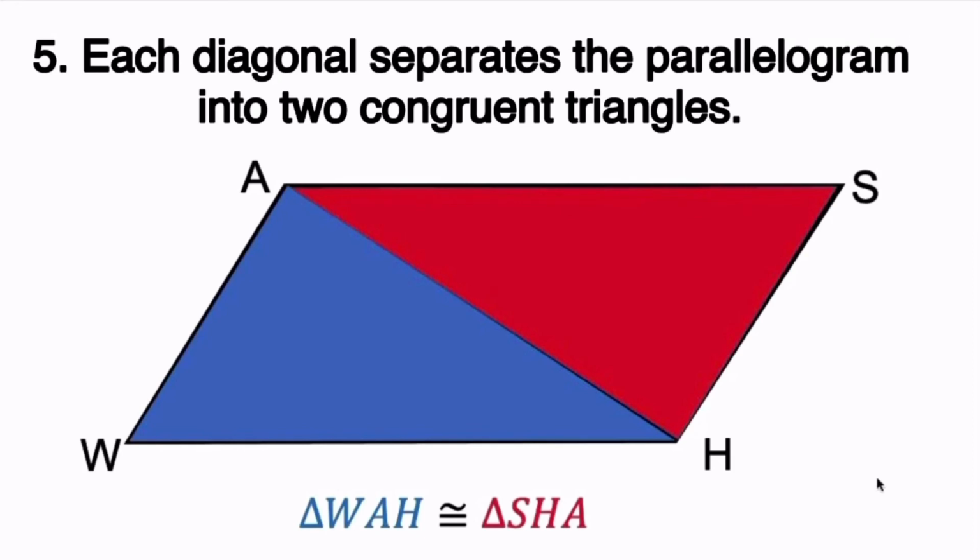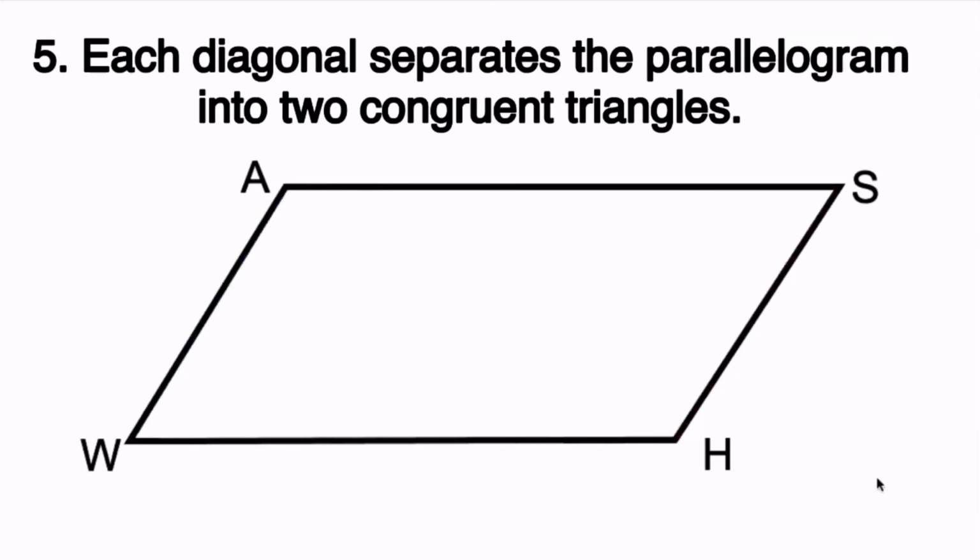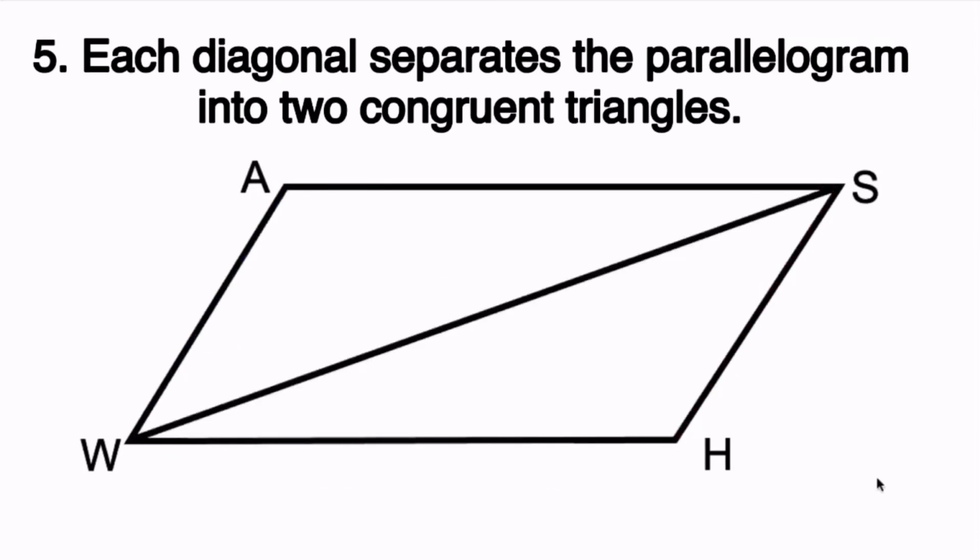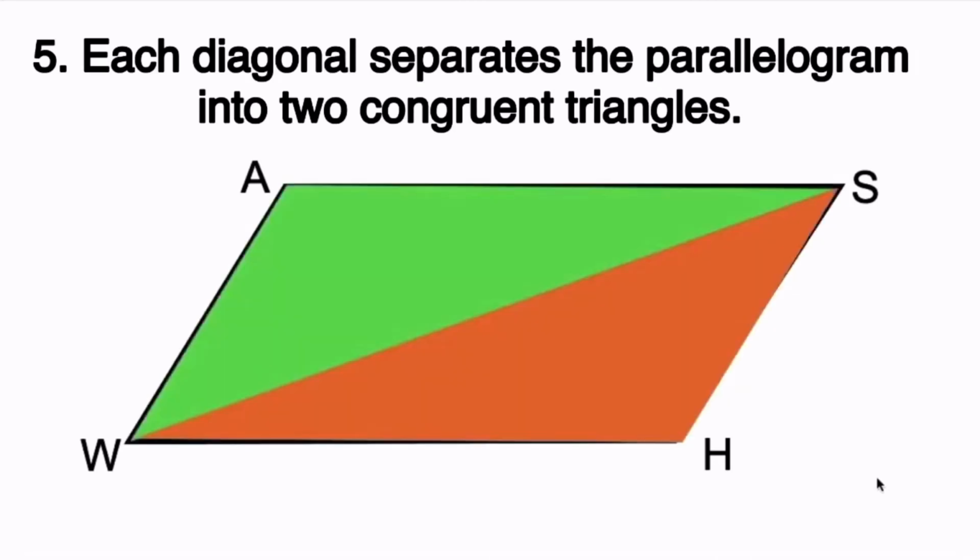Bukod dito, meron pa tayong isang diagonal. So tanggalin natin. Ang isa pang diagonal ay segment WS. Mapapansin, may dalawang triangles na nabuo. At base sa ikalimang property, ang dalawang triangles nito ay congruent. So, triangle WAS is congruent to triangle SHW.